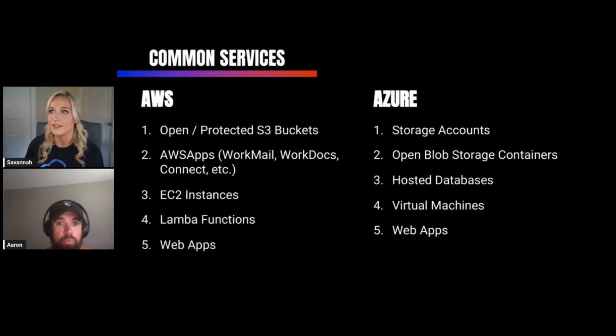And going into some of the common services that we do see in different environments, I would say number one on AWS is the S3 buckets, AWS apps as well, and then going down the line, EC2 instances, Lambda functions, web apps on the AWS side. And it's similar on the Azure side, the storage accounts, finding that information through GitHub repositories.